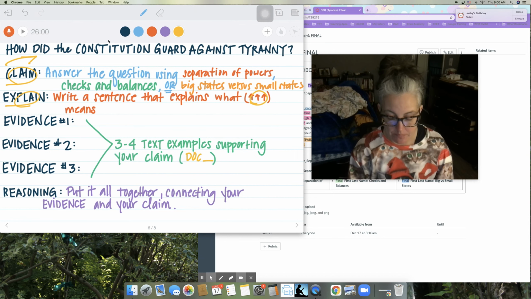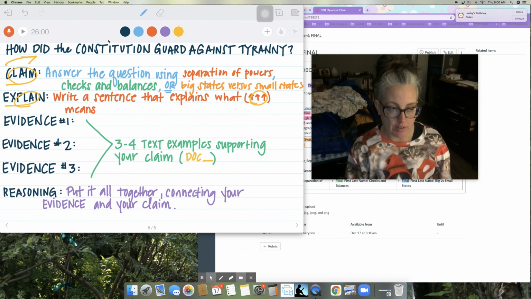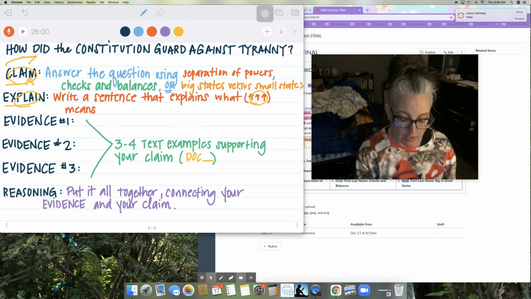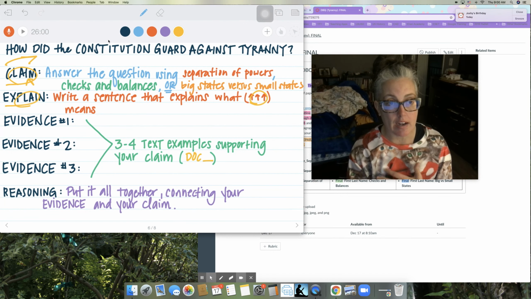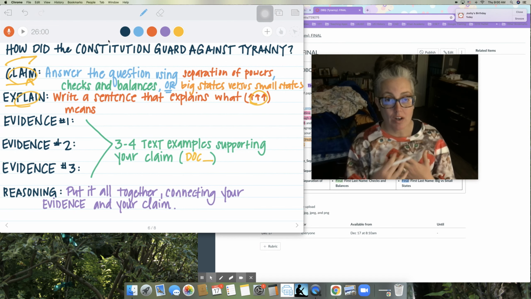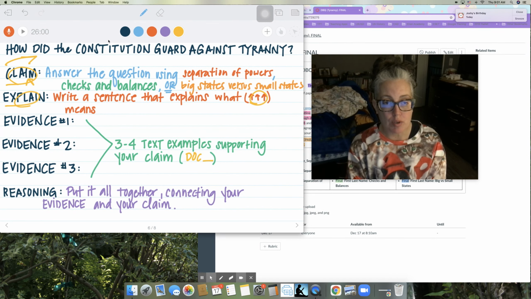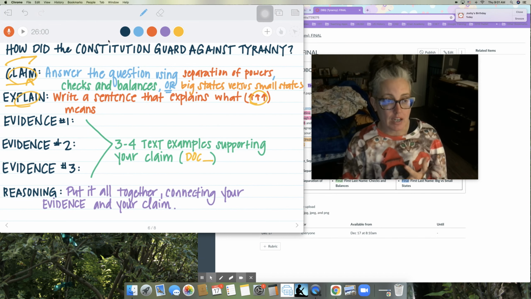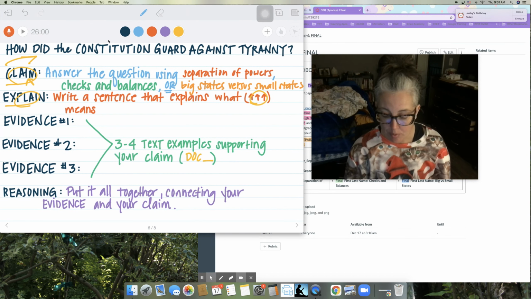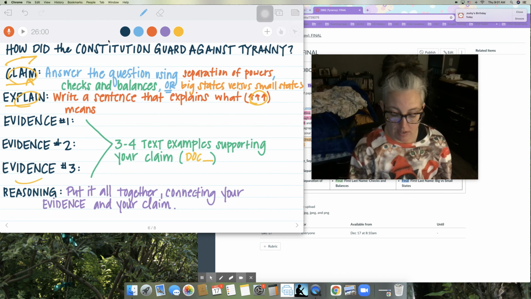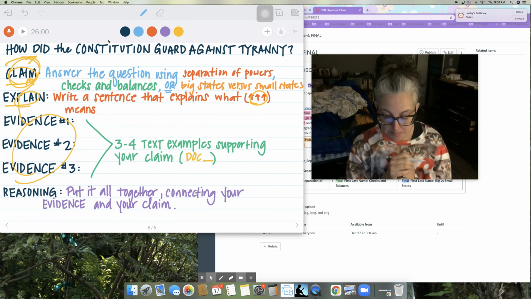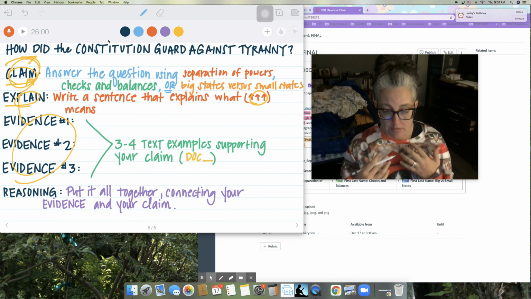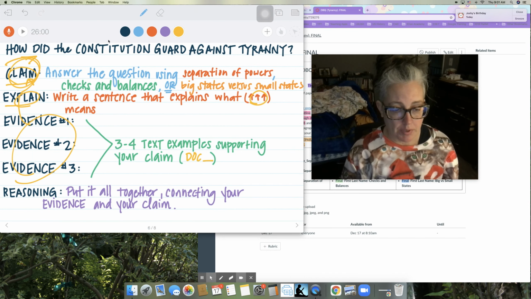Okay. Now, evidence, at least 3 pieces of good evidence, text examples that support whatever your claim is. Okay. So whatever your claim is, I want some text examples. Okay. And this is why I also had you write what I wrote, because that's going to kind of help you understand the thinking behind what evidence is. Okay. And then put it all together to connect your evidence with your claim. All right. So this is, again, the final piece to this.